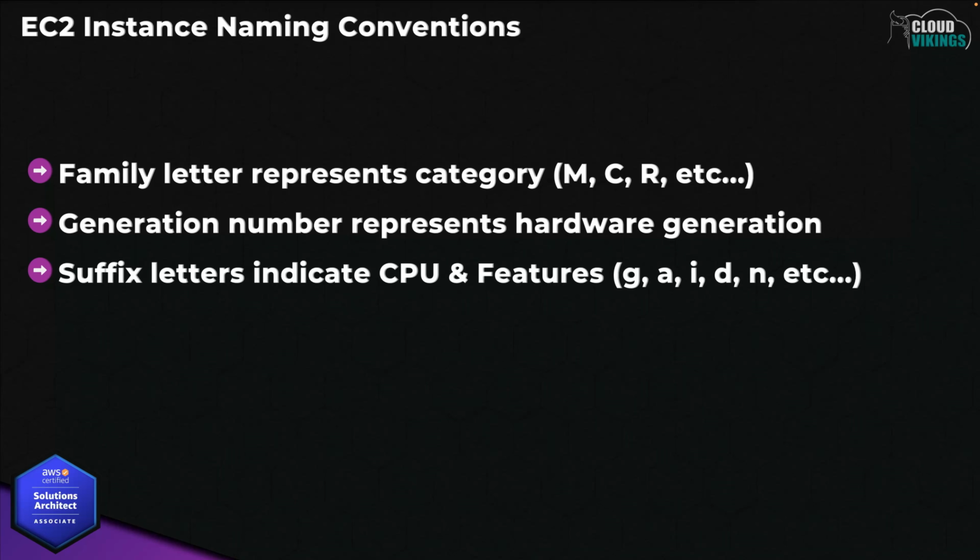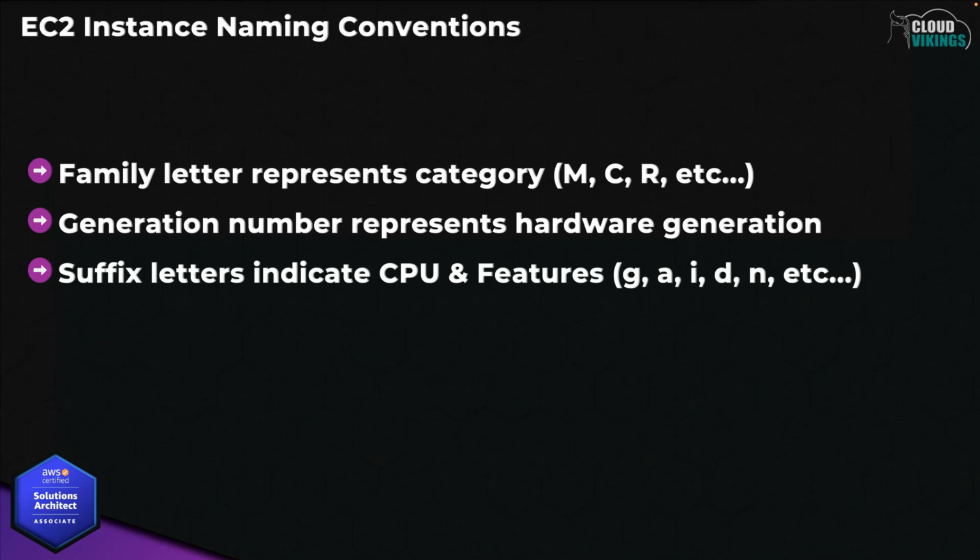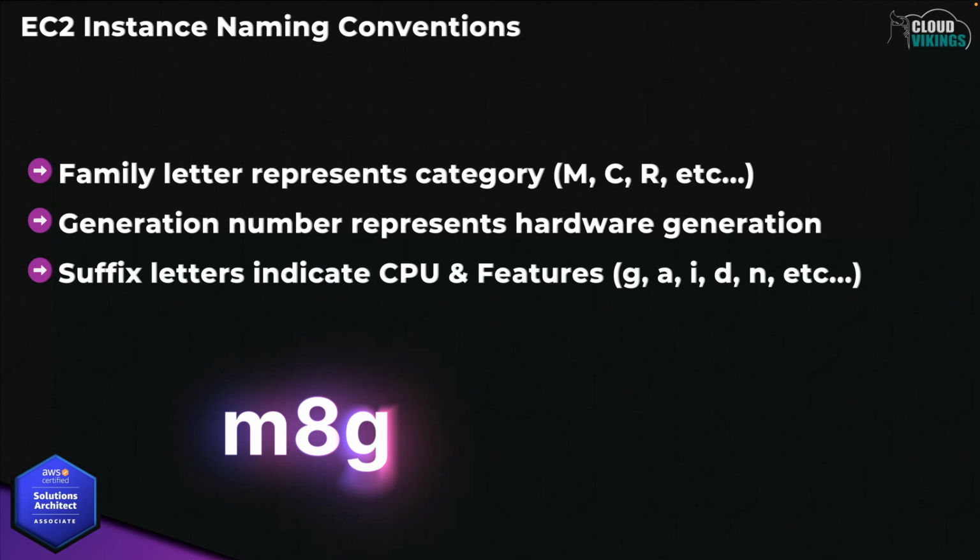For example, D in an instance name means it has local disk, known as instance stored volumes. N indicates enhanced networking with higher network bandwidth. And E can mean extra capacity of some sort, such as extra storage or memory. Again, the main idea with these suffix letters is just to communicate the special capabilities or CPU type. For example, an M8i is an 8th generation general purpose instance with an Intel CPU, while an M8G would be the same generation but with a Graviton-based CPU.